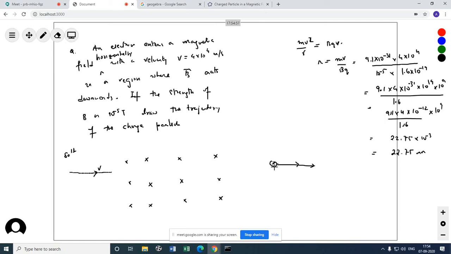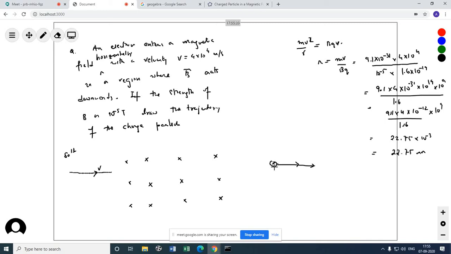Okay, so what do you think? Which way is it going? Yes, sir, inside. But it is an electron. Don't forget, it's an electron, negative charge. We'll see this later. So which way will the charged particle turn? It's V cross B.